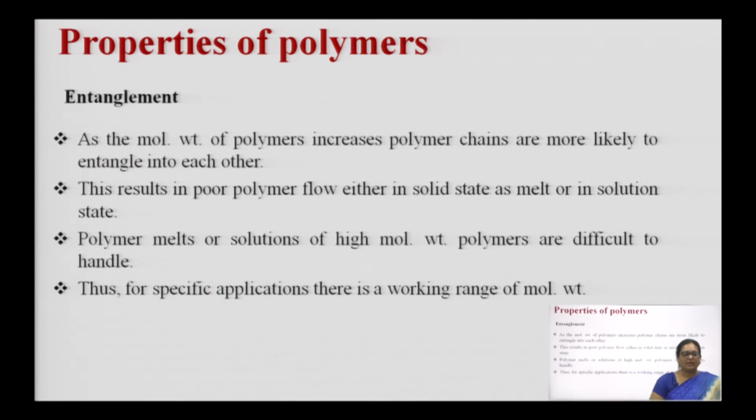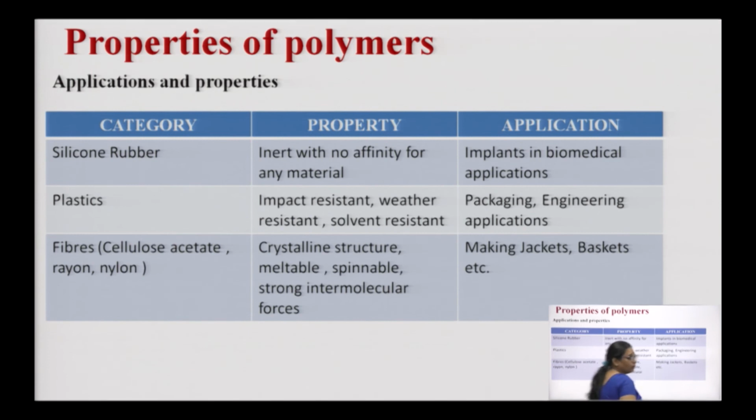So, polymer melts or solutions of high molecular weight polymers are difficult to handle, right, particularly when they are being used in certain machines or they are to be technically handled. In that case, their handling becomes difficult if they are high molecular weight polymers, because they will have a tendency to entangle. Thus, for specific applications, for specific techniques to be used, we have to be very careful with the molecular weight and entanglement of the polymer. We need to choose polymers which will not entangle. The weight range should be in that particular zone.